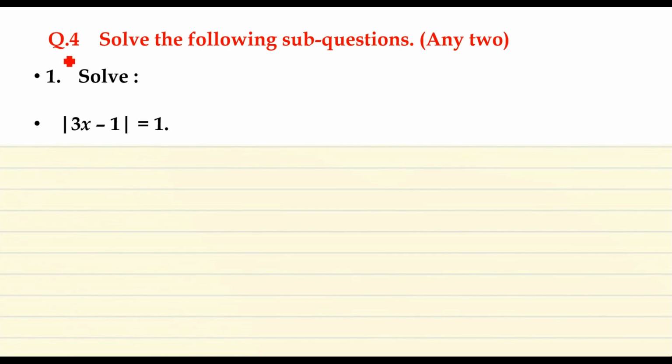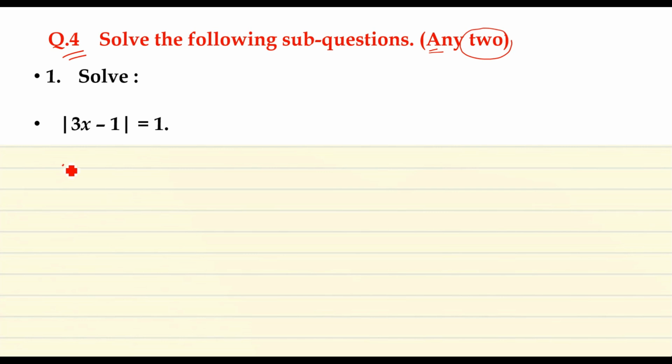Now move to the question number 4. This question 4 has a total of 3 questions of 3 marks each, and you have to solve any 2 of them. Now the question is, the mod of 3x minus 1 is equal to 1, then what will be the value of x?